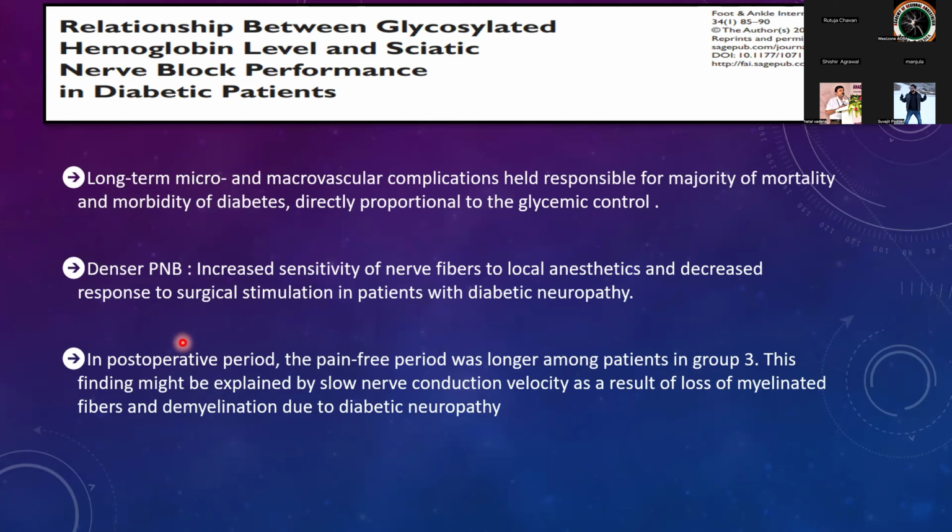So patients with underlying diabetic neuropathy had a denser peripheral nerve block, and also in the post-operative period, group 3 patients had a longer pain-free period. This was probably explained by the underlying loss of myelinated fibers, the demyelination seen in diabetic neuropathy.